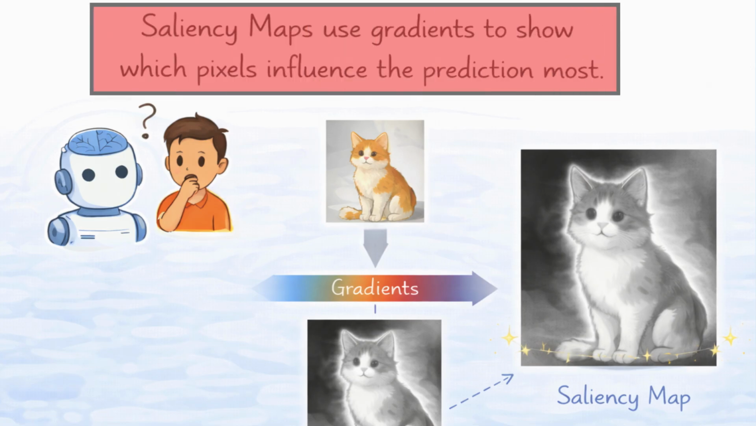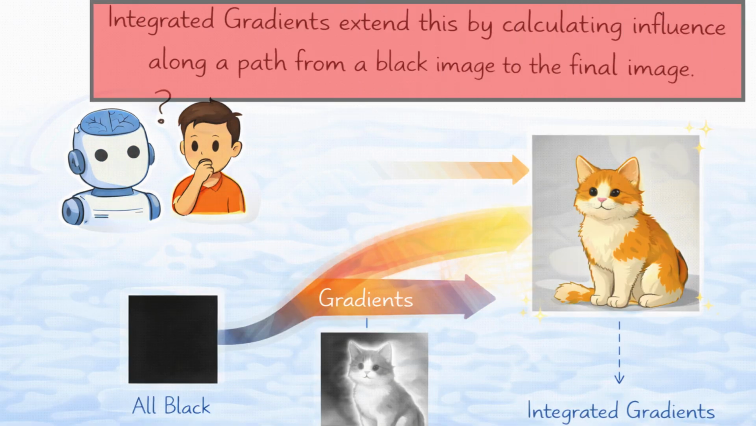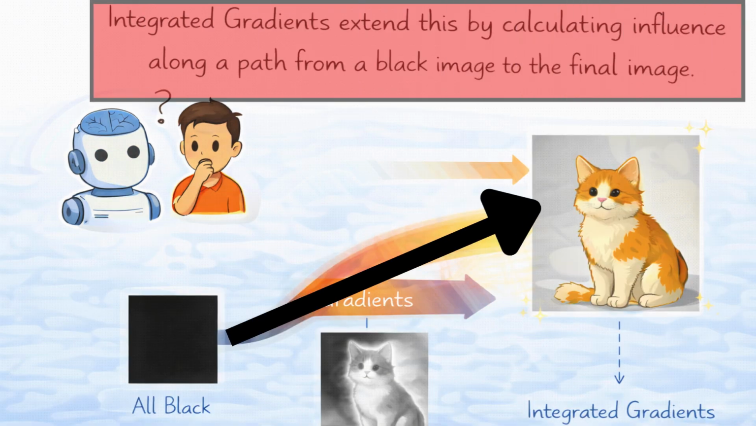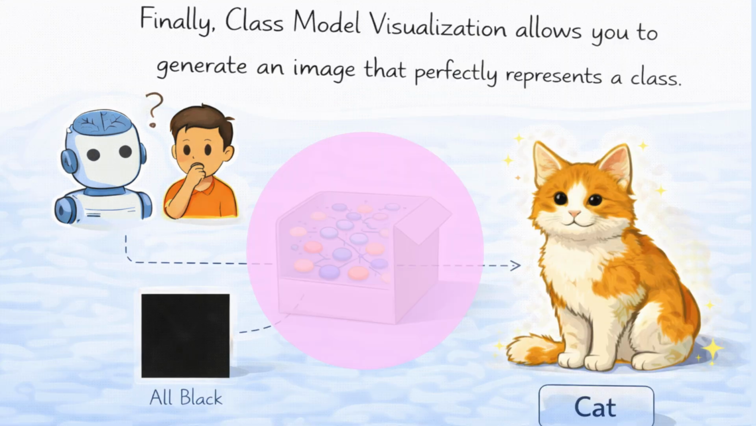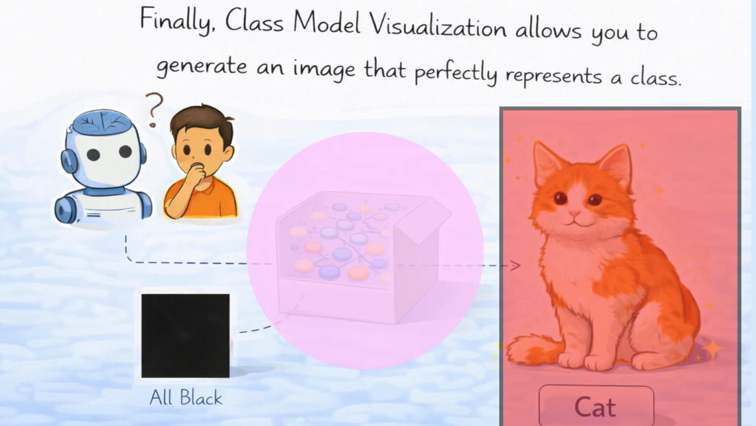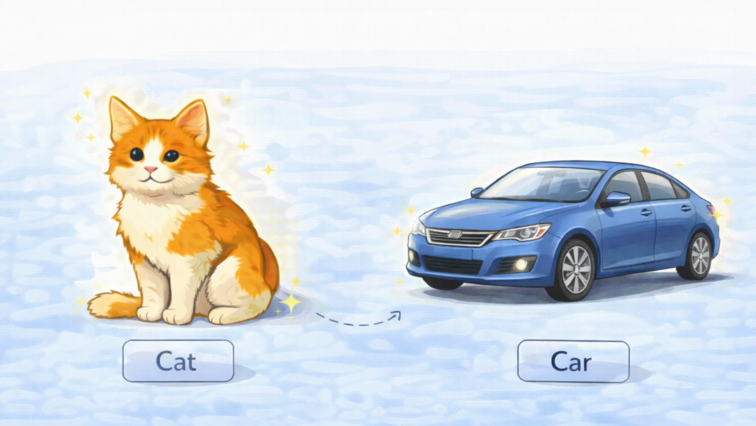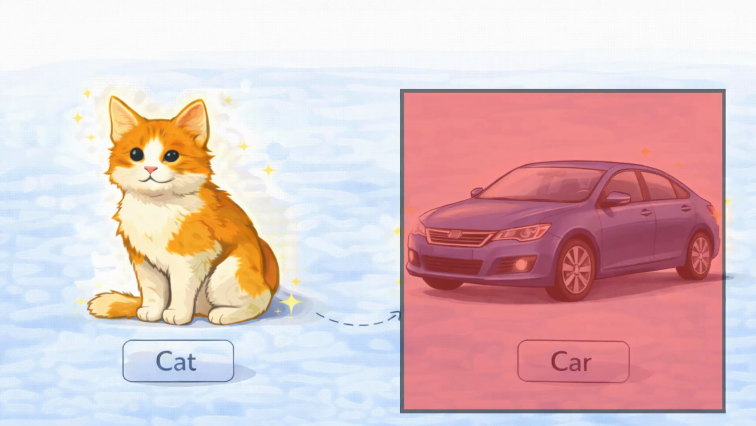Saliency maps use gradients to show which pixels influence the prediction most. Integrated gradients extend this by calculating influence along a path from a black image to the final image. Occlusion sensitivity masks parts of the image to see how the prediction changes when those regions are covered. Finally, class model visualization allows you to generate an image that perfectly represents a class, showing you what the model thinks a cat or a car should look like.